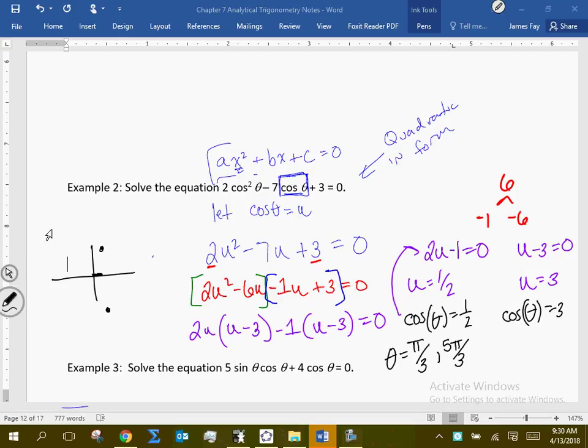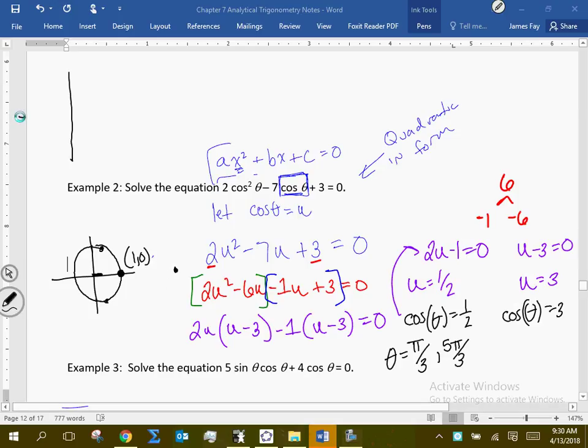Now think about this. If I'm thinking the unit circle, where on the unit circle is the x value 3? What is that ordered pair right there? 1, 0. 3 would be out there, wouldn't it? Does that make sense? Does the x value ever get out here? No.